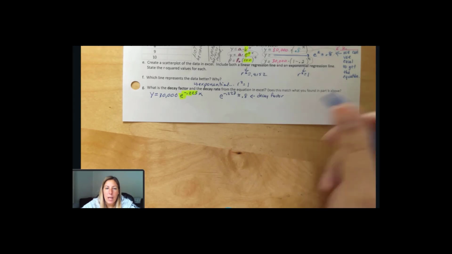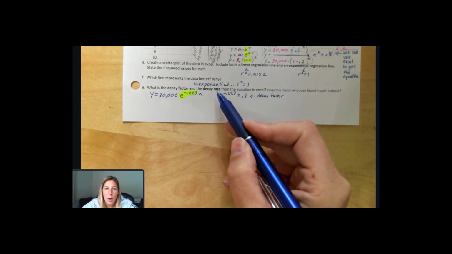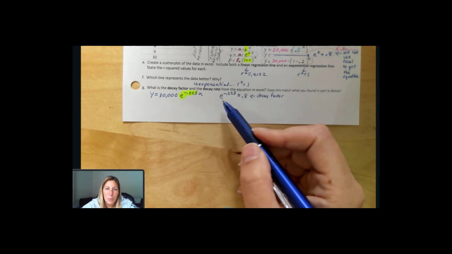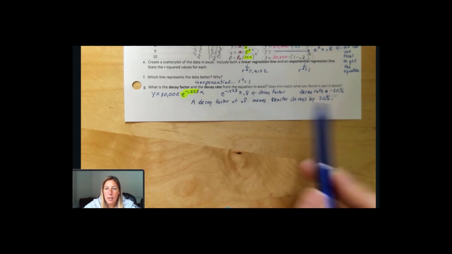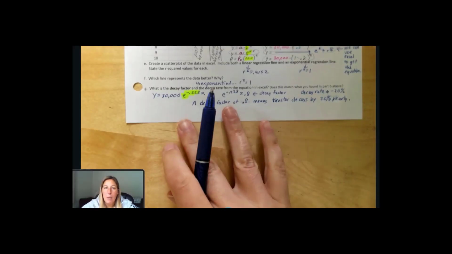Awesome. Now the growth or decay rate is what? It's going to be that 20% that our tractor is depreciating by. Well, what does this mean? A decay factor of 0.8 means that a tractor decays by 20% yearly. Does this match what we found in Part B above? Well, Part B gave us a constant percent change of negative 20%. And in Part D, we had a decay factor of 0.8, or a decay factor of 1 minus 0.2. So yes, everything matches from Parts B and D from what we calculated above.